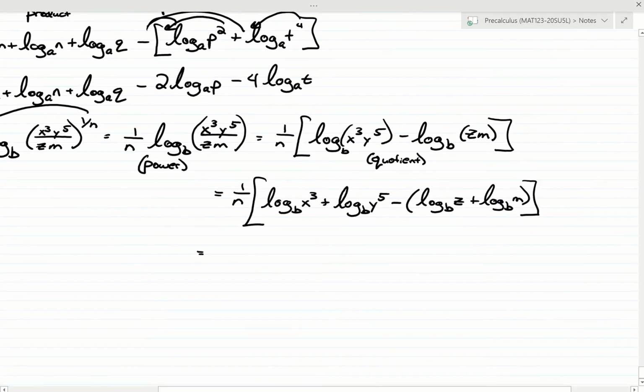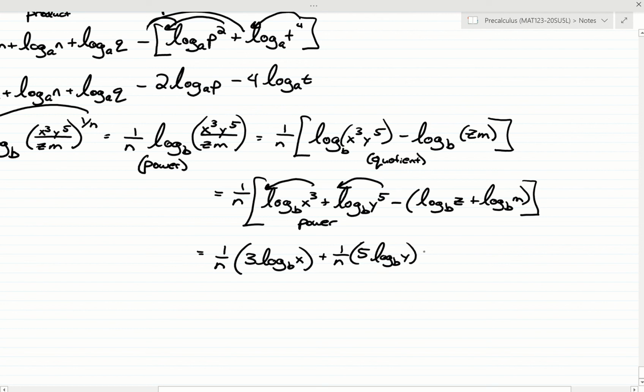Now we could bring these powers down using the power property, and let's see what this is fully expanded. This would be 1 over n times 3 log base b of x plus 1 over n times 5 log base b of y minus log base b of z minus, distributing this negative here, log base b of m.